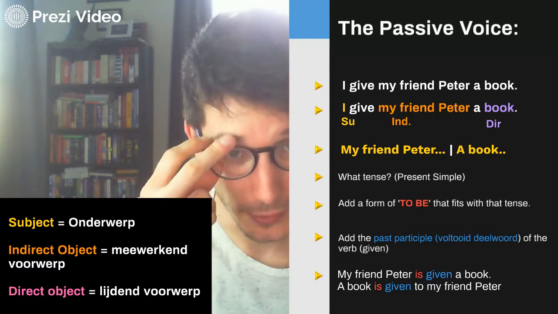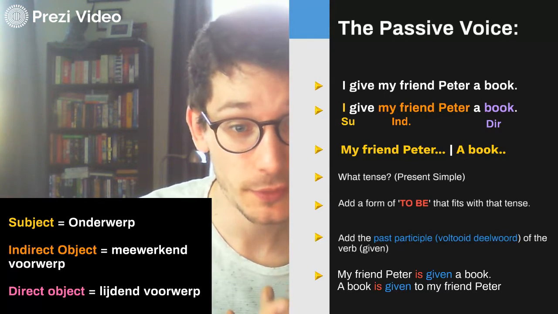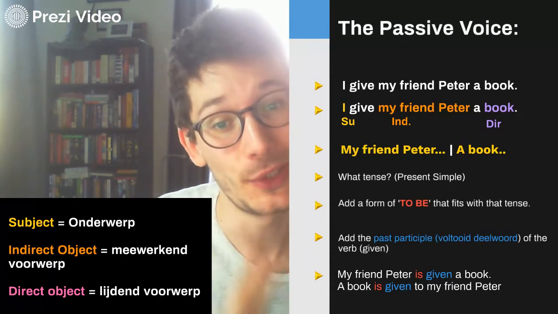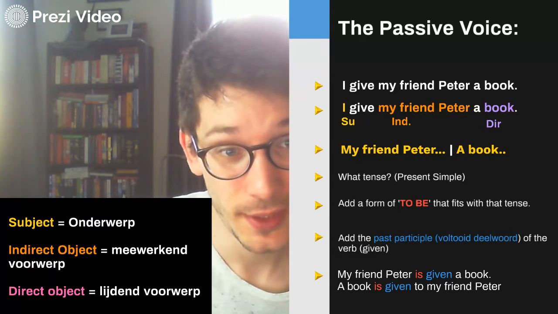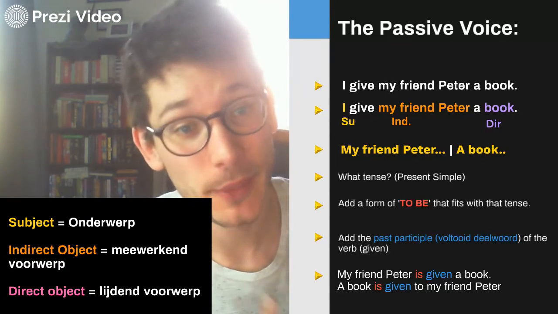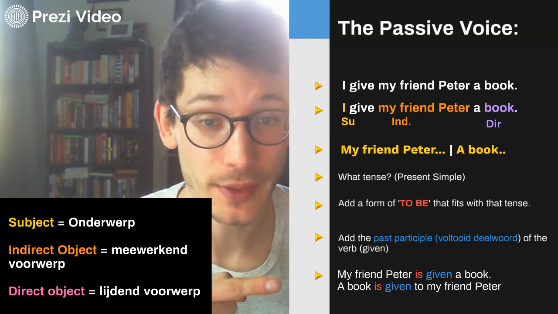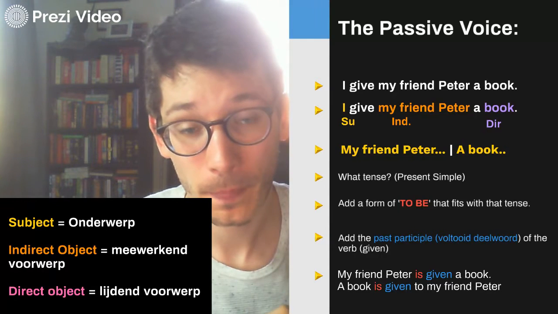And when you put all that together, you get the final step. My friend Peter, he's a new subject, for instance. Then the form of to be, in this case, is, plus the past participle of the verb, given, and then whatever is left, in this case, the direct object. However, you could also swap it around and make the direct object the subject, in which case you get the other version of that final sentence here. A book is given to my friend Peter.